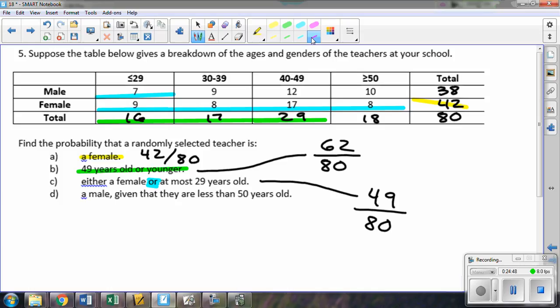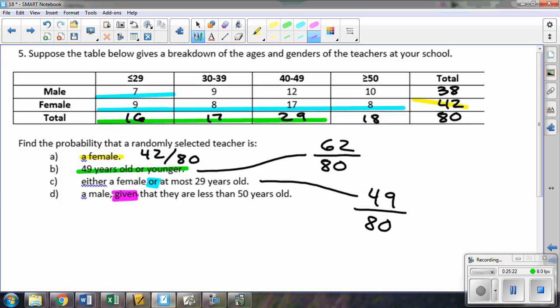And lastly, we'll move on to question D. What is the probability that they are a male given that they are less than 50? Well, this word given is really, really important to us because it tells us we are not looking at the group of all teachers. We're not looking at this group of 80. We're looking only at the group of teachers who are less than 50.